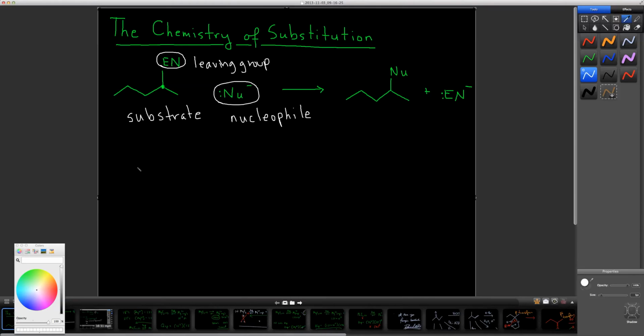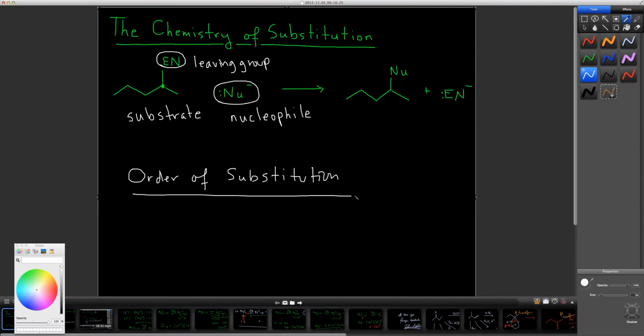Now, we have discussed previously that there are 3 different scenarios that we can envision in which this process occurs. So really the differences in mechanism is going to be the order of substitution. And what I mean by order of substitution is what happens if we're to view this process as a movie. We do know that there are going to be 2 processes mechanistically that we're going to see over and over again.